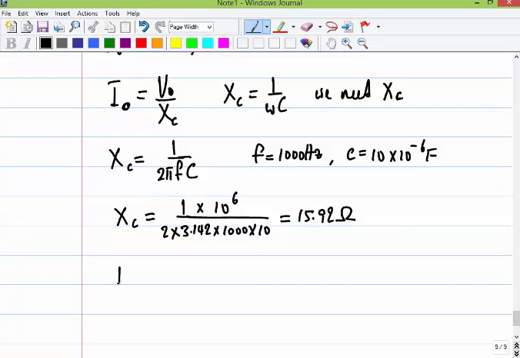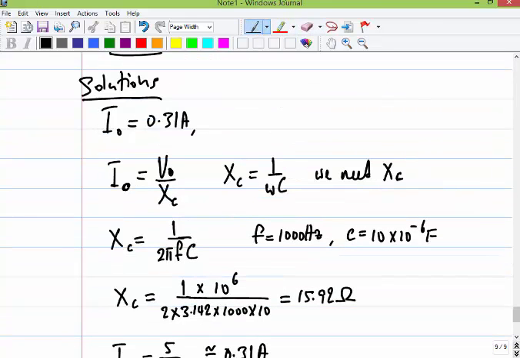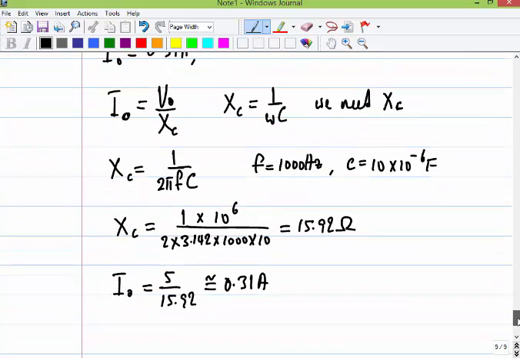So the current can be found by taking the peak voltage divided by 15.92, and that gives you what? That should be about 0.31. Wow, I did it a completely different way. Weird, but I got that 0.31. Yes, 0.31. All right, so that's how you use this kind of formula.